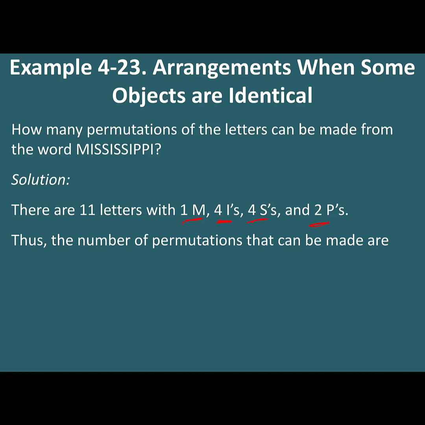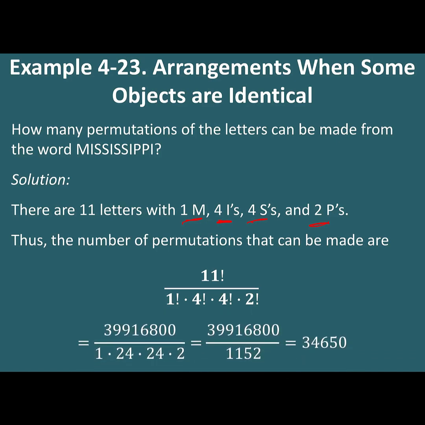Therefore, the number of permutations that can be made up are as follows. Since there are 11 letters in the word Mississippi, we start off with 11 factorial in the top, and in the bottom we divide by the fact that we have 1 letter for M, 4 letters for I, 4 letters for S, and 2 letters for P. Giving us a grand total of 34,650.